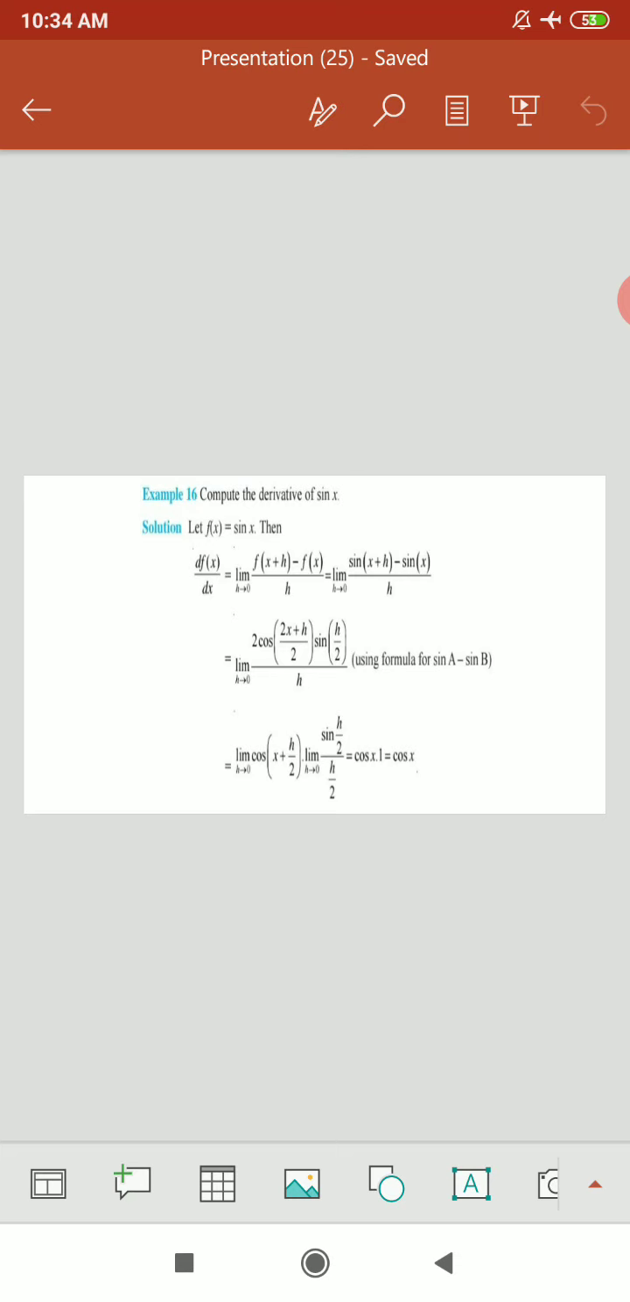similarly we can find the derivative of trigonometric functions. For example, we have to compute here the derivative of sine of x. Let f of x equal to sin x, then df by dx, that is d by dx of f of x, is equal to limit h tends to 0 of f of x plus h minus f of x divided by h, which is equal to limit h tends to 0, f of x हमारा sin x है तो f of x plus h आएगा sin of x plus h minus sin of x divided by h.